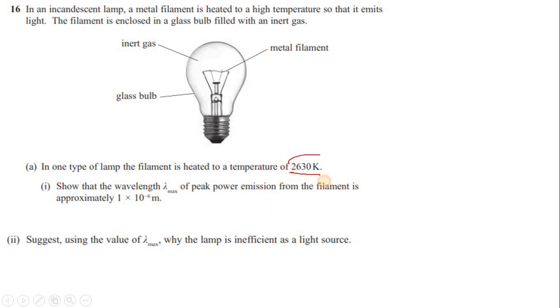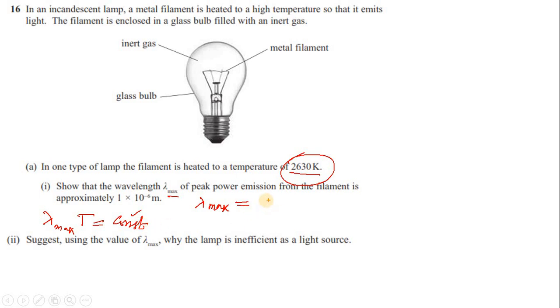So we are given temperature, we need to find lambda max. Clearly it is nothing but Wien's law of black body radiation, in which you know that lambda max times temperature is equal to a constant, and the constant is given in your formula sheet. So you can use the temperature and find lambda max using the constant given in your formula sheet.